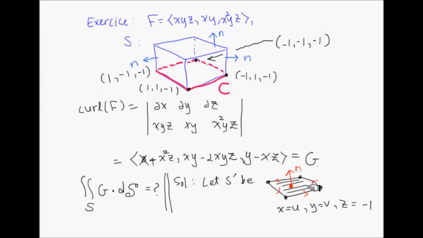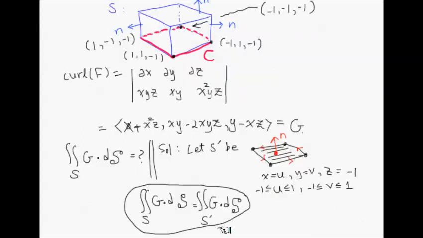That's the curl. It doesn't change anything. You can deal with a simpler surface, as long as we have the same boundary C here. So that S prime will be this flat surface that connects this boundary. So this is simply u, v, and z is -1, where u and v vary from -1 to +1. So let me state that statement again. It's quite cool.